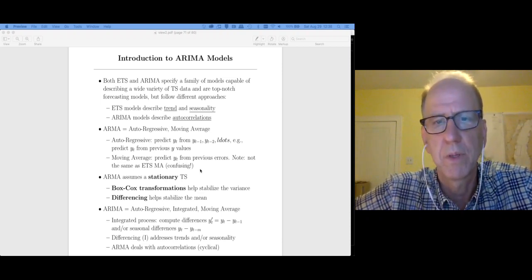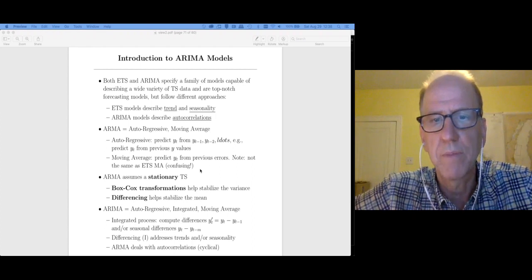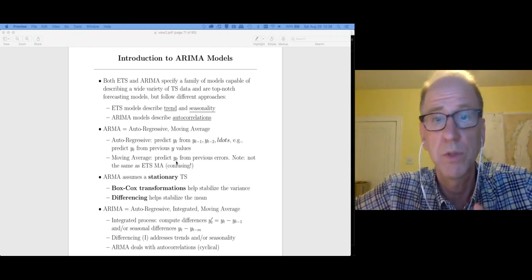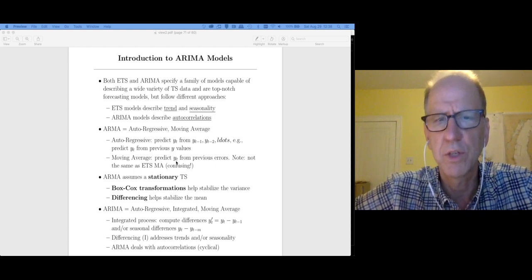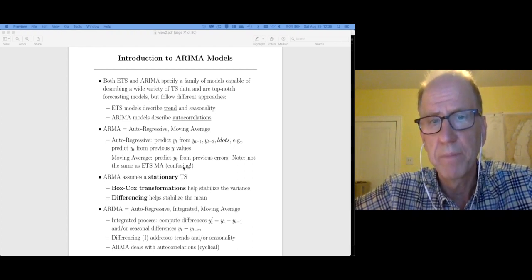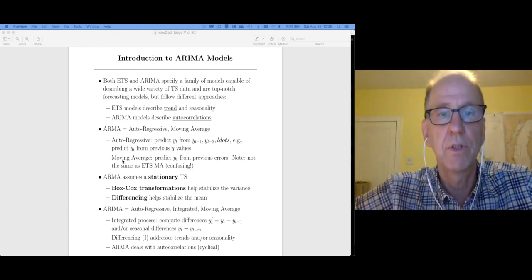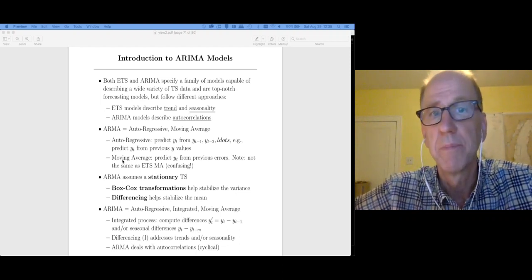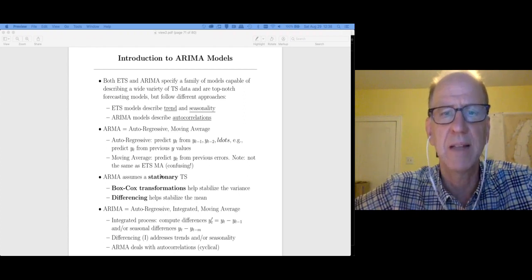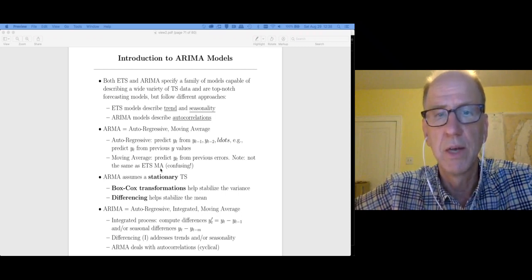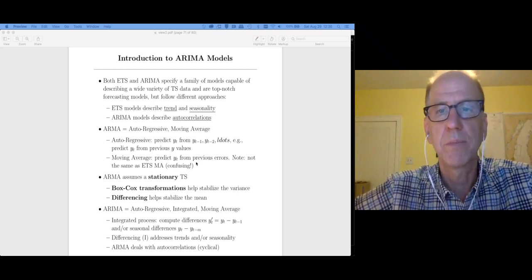Likewise, if we're in a recession, then the values may be systematically below the line. So one value being below the line suggests that maybe the next value and the previous value are also going to be below the line. And that's the intuition behind a moving average. Now, I find this slightly confusing, but the use of the term moving average in Chapter 8 is different from the use of the term moving average in Chapters 6 and 7. This is not the ETS moving average where we just average subsequent observations. This means we're predicting y sub t from previous errors.